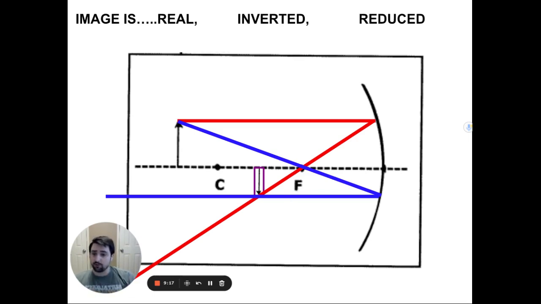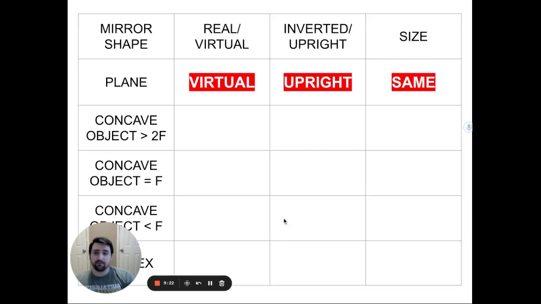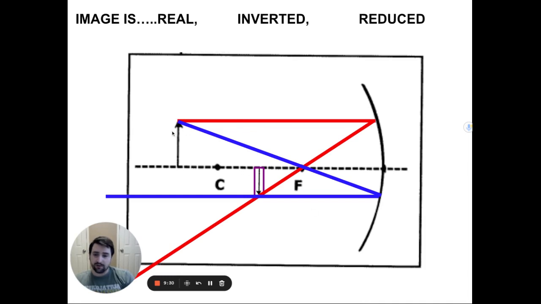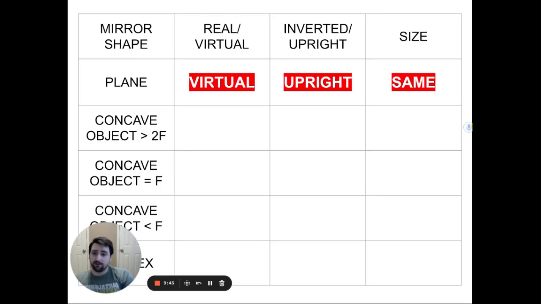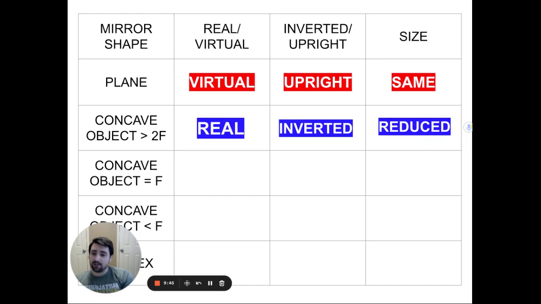I'm going to kind of ask you and prompt you to do this ahead of me and answer some questions on the Edpuzzle. So we'll go ahead and fill out our chart here. When we have a concave mirror, where the object is greater than the center of curvature, so it is located farther away than the center of curvature, if the center of curvature is at 10 centimeters, maybe this is at 12, I'm going to have a real image that is inverted and reduced in size.